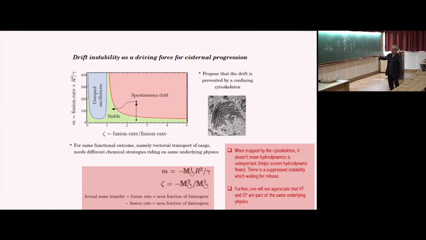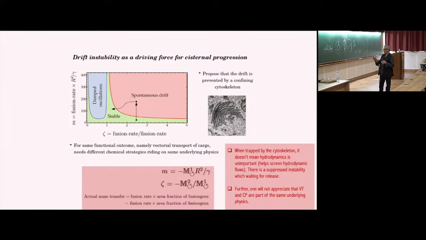The actual mass transfer is the fusion rate multiplied by the area fraction of the fusion proteins. In some places they could be available, in some cases they are not. Minus the fission rate multiplied by the area fraction of the fissioning proteins. So in our analysis, we hold this to be fixed throughout the calculation. But that doesn't mean that the fusion rate by fission rate could not be greater than 1 or less than 1.